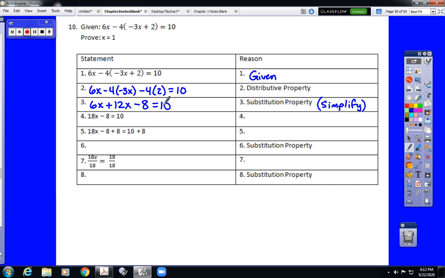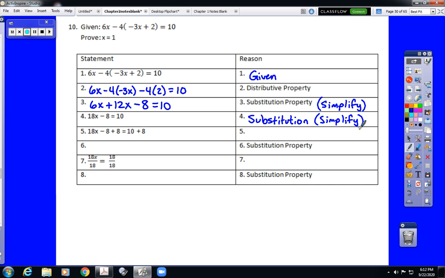6x plus 12x is 18x. So that's what they're doing. They're adding like terms, which is going to make you want to say that that's the addition property. But it is not the addition property because we are not adding anything to the right side. The addition property says that we're adding something to both sides of the equation. In this case, we're simply combining things that are already there. That is a simplification step, meaning that this step is also substitution property as a simplification. All we're doing is simplifying.